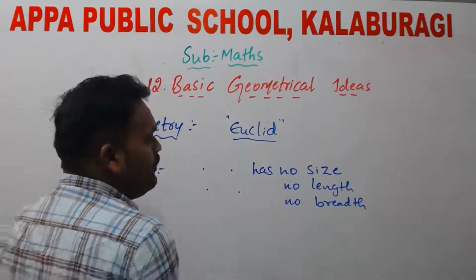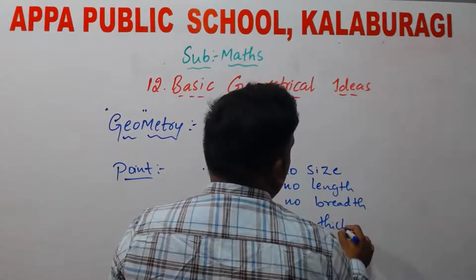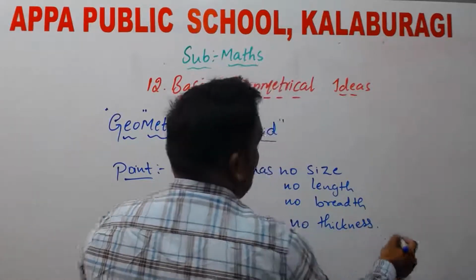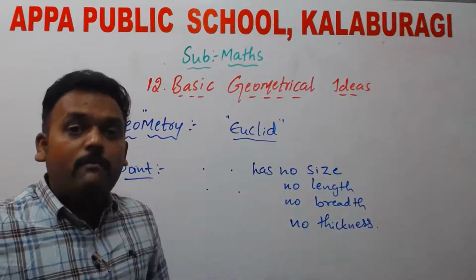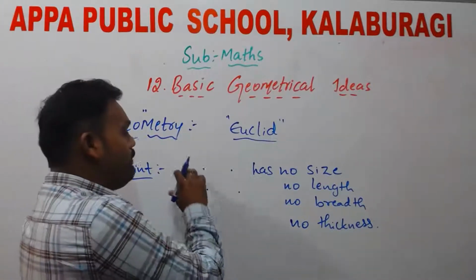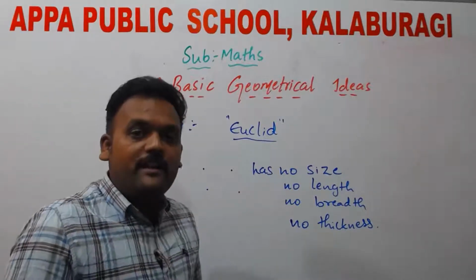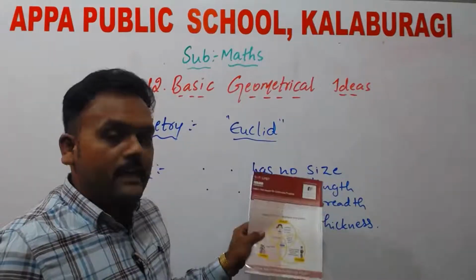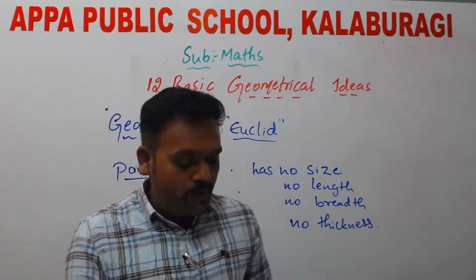Okay, and no breadth and no thickness. It is called a point. So what is a point? See, again I put a point here. Why did I put a point here? See, a point means it has no size. It is a mark of position. It has no size. It has no length, no breadth, no thickness at all. That is called a point.